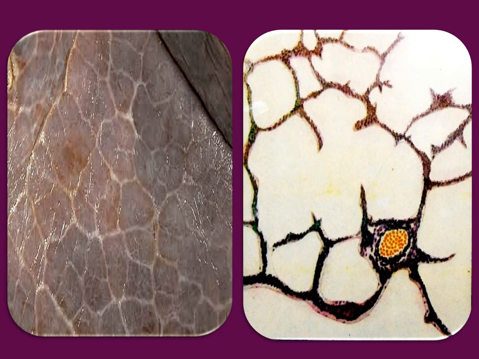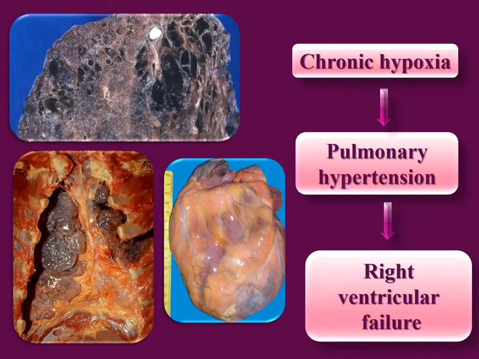Alveoli and alveolar ducts are distended, and alveolar walls are stretched, become thin and ruptured. The capillaries are stretched, thinned, and become empty. Thus, blood supply is reduced. Chronic hypoxia always leads to pulmonary hypertension and right ventricular failure. At the left, you see cor pulmonale or cor quadratum.